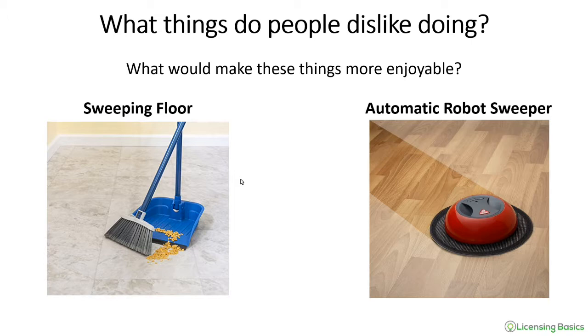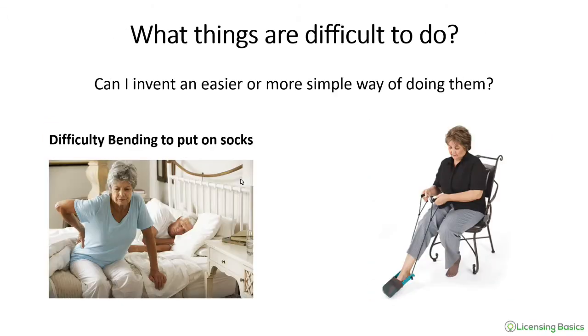All right, so let's talk about examples. What things do people like to do? What things do people dislike doing? What would make these things more enjoyable? So sweeping the floor. I don't know about you guys, but personally I'm not a big fan of sweeping the floor. So if there is an easier way to sweep the floor, then I'd be all for it. And someone probably thought of that, and so they came up with the automatic robot sweeper. You guys have probably seen this. It automatically sweeps your floors, and it has sensors so it knows when it's coming near something. And so this is a perfect example of fixing a problem of something people dislike doing.